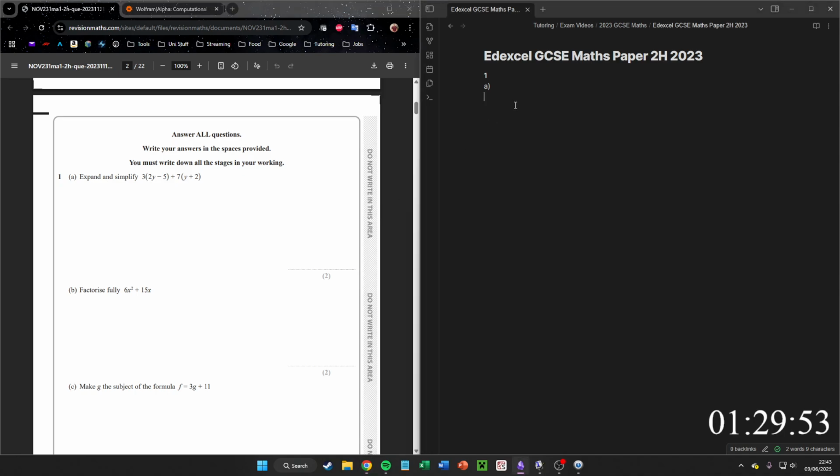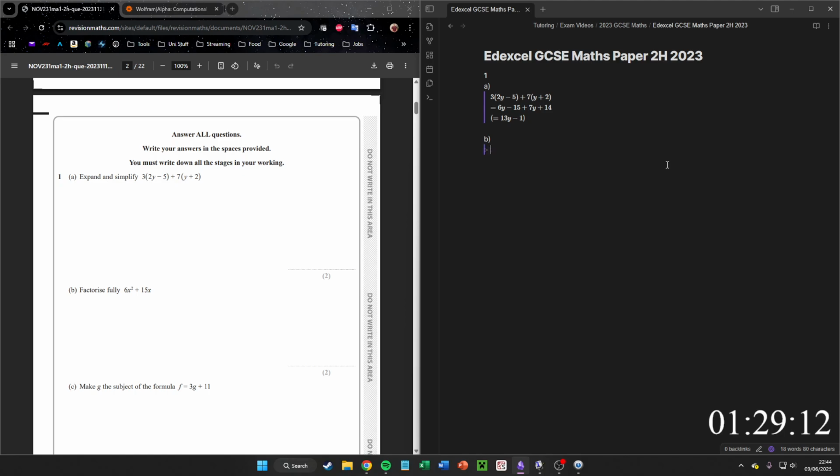So, expand and simplify 3 times 2y minus 5 plus 7 times y plus 2. Immediately just expand out those brackets. That's going to become 6y minus 15 plus 7y plus 14. We just collect our like terms. 6y plus 7y is 13y, and minus 15 plus 14 gets us minus 1. And just as a point, I'm going to put my final answers in brackets so that you can see. Let's make it clear, basically, especially for marking later on.